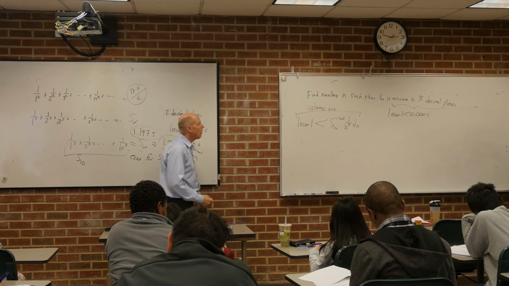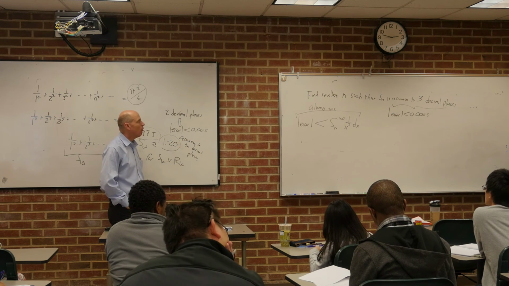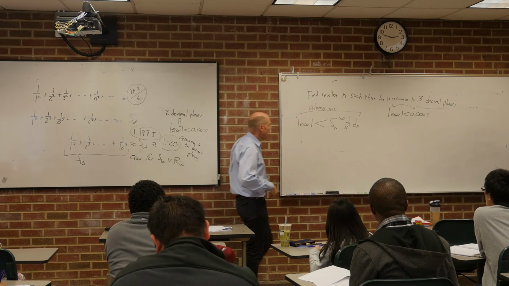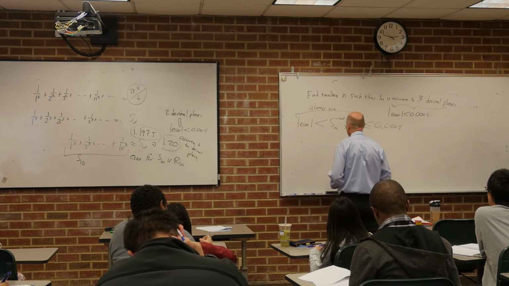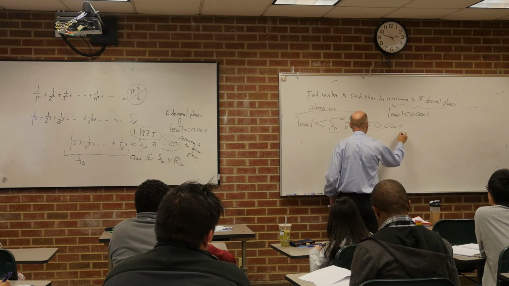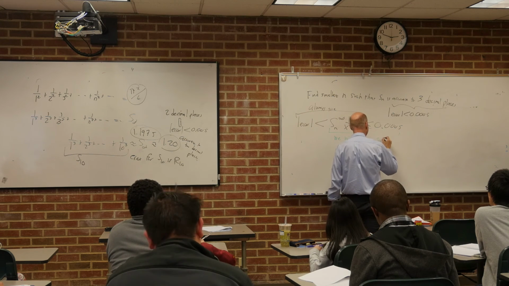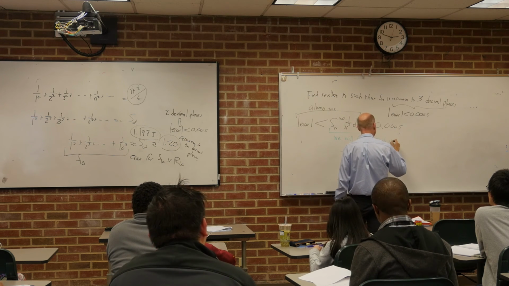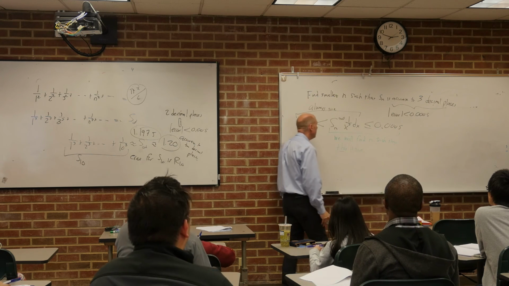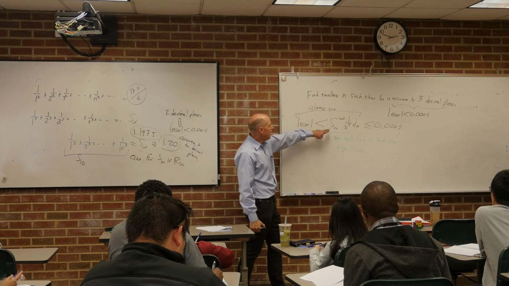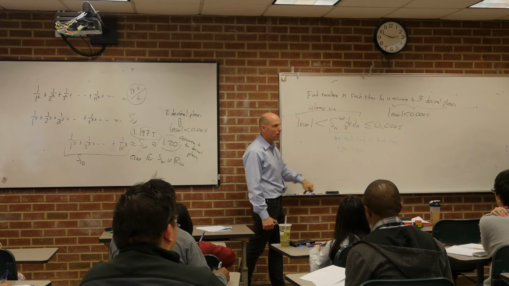So this is always true. The error is always smaller than the integral from n to infinity of 1 over x cubed dx. And then what I'm going to do is find a value of n. So the bigger n is, the smaller this integral. I'm going to find a value of n that makes that true.